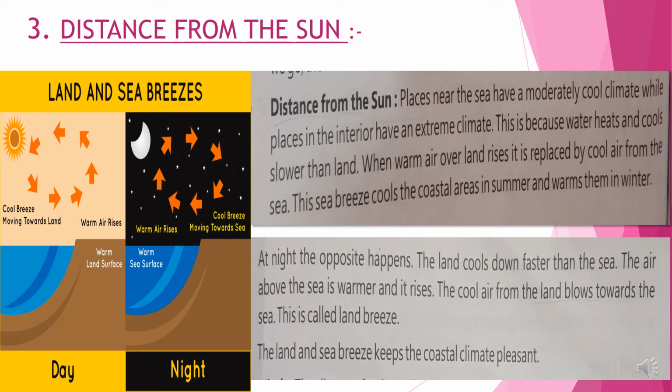Next factor that affects the climate of a place is distance from the sea. Places near the sea have a moderately cool climate, while the places in the interior have an extreme climate. It means the land which is near the sea has a pleasant climate, because in the summer season the land becomes very hot, then cool breeze from the sea cools it down, and as a result it does not get very hot. But in the winter season, the sea gives warm breezes. So in the winter, when land becomes very cold, warm air from the sea comes and warms that place. So it does not get very cold too. The sea does not allow a place to be either very hot or very cold. As a result, the places near the sea have a pleasant climate.